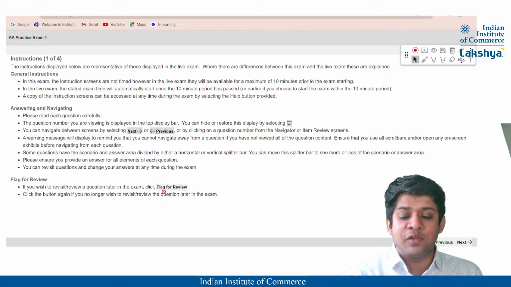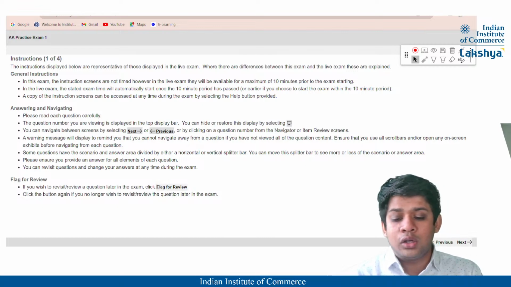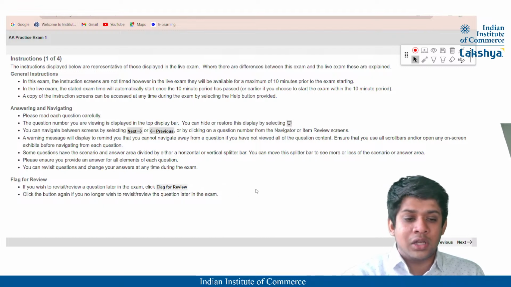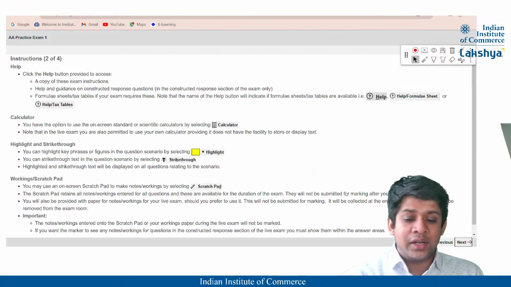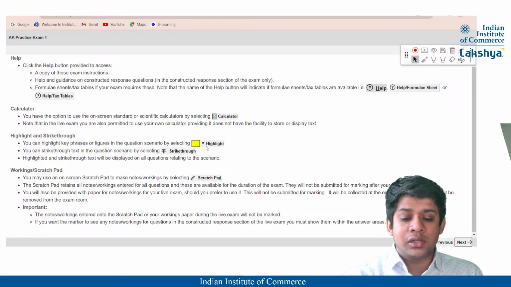If any question is doubtful for you, or you would want to review that question again, you can flag it. So later on, you can directly jump to the one that you wanted to review. Okay. Then click on next. You can also highlight certain questions. You also have your calculator available here and a scratch pad.